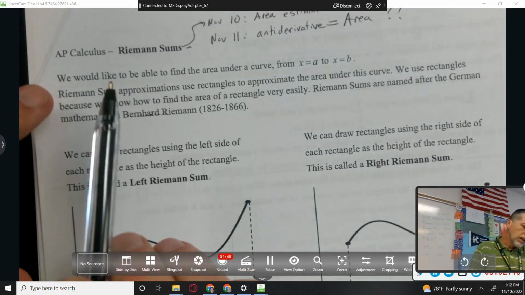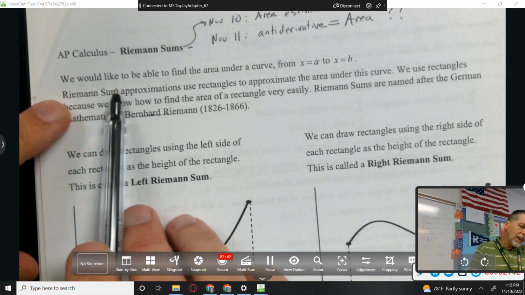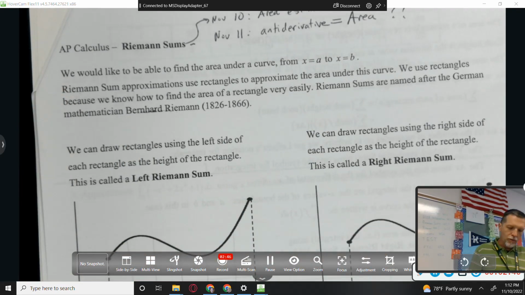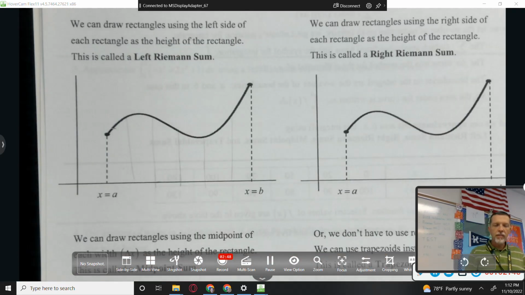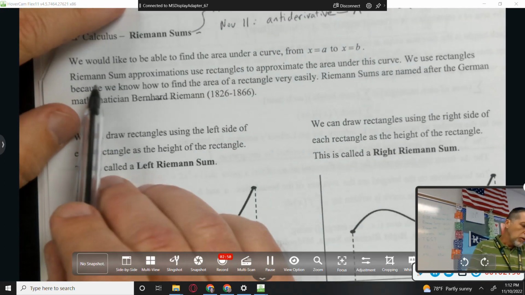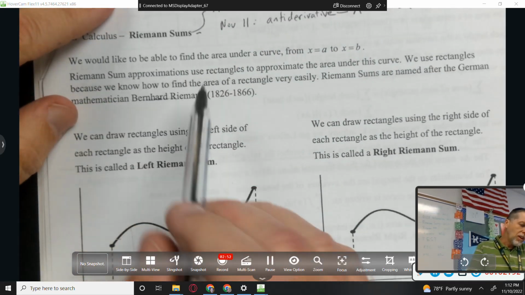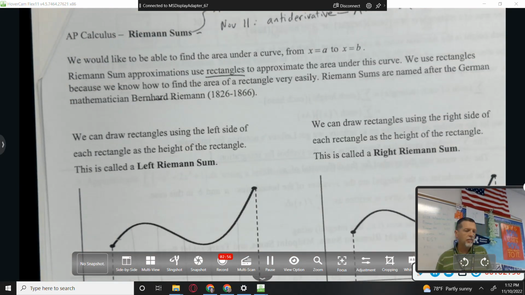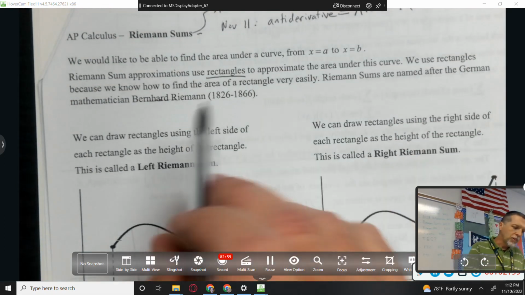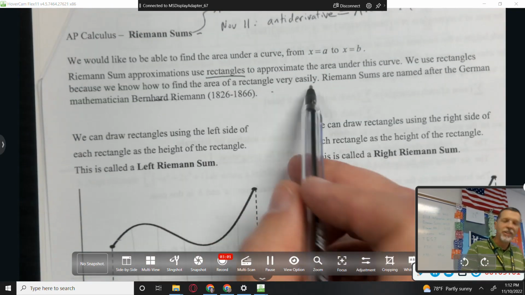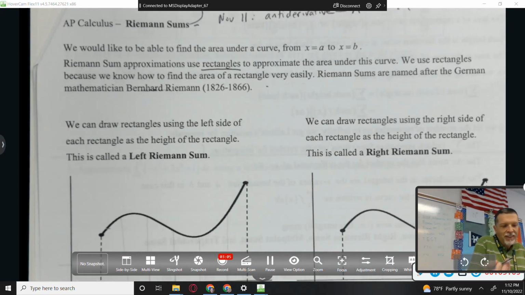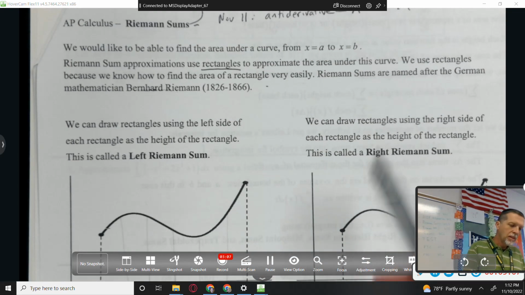All right, so we'd like to be able to find the area under a curve from A to B. So you've got 4 graphs down there, same graph, all from A to B. Riemann sum approximations use rectangles to approximate the area under the curve. And we use rectangles because we know how to find the area of a rectangle very easily. So at least some of the math is easy.